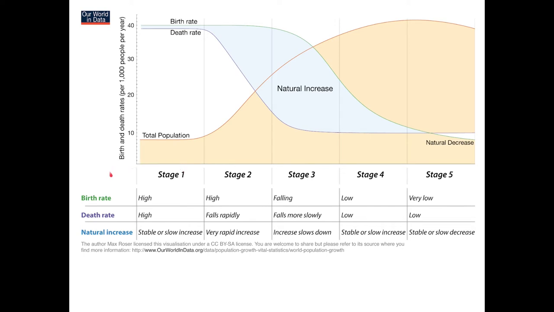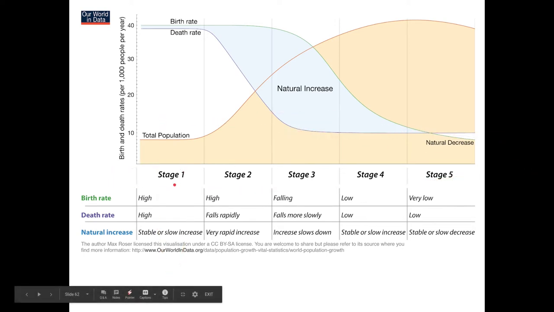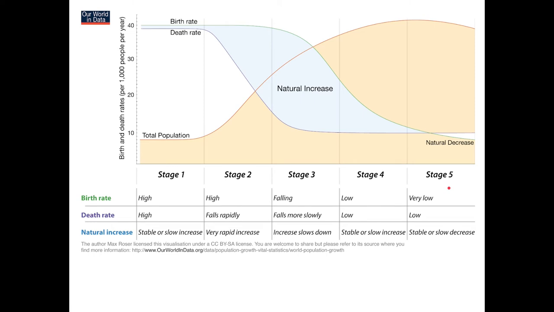I'm going to have to figure out how to ask these on the test because this one's got five stages. They are cleverly labeled, named, whatever. Stage one, stage two, stage three, stage four, stage five. So we've got the name. We've got three variables. We've got birth rate, death rate, and the natural increase rate.